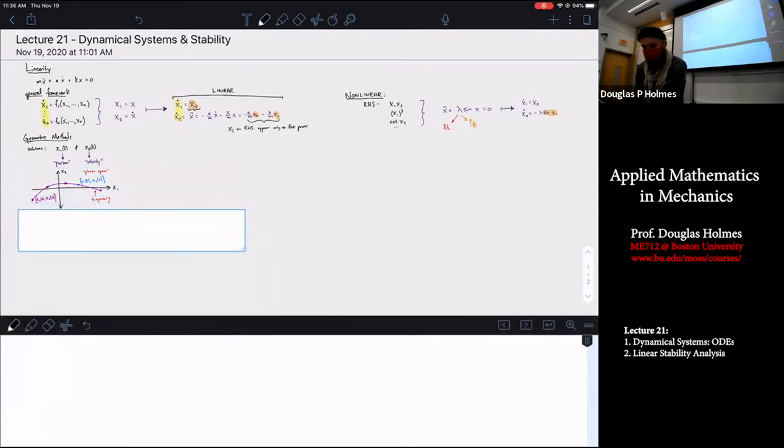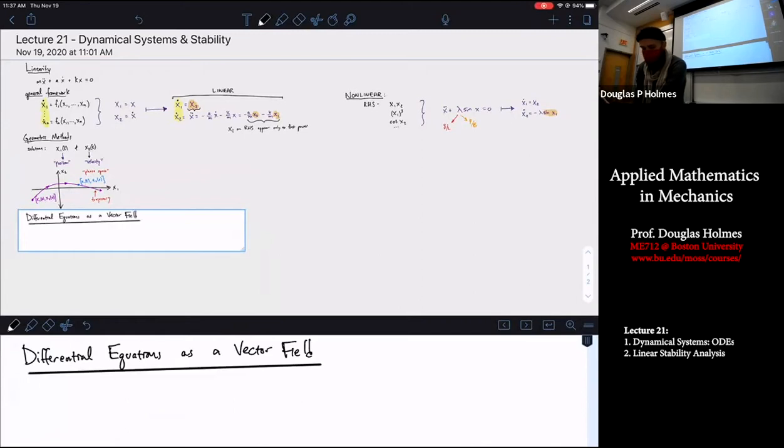Let me give you an example. We're going to return to the pendulum, but let me start with something simpler. We're going to start by thinking about differential equations as vector fields. That sounds more intimidating than it is. Let's consider the following differential equation, something simple. It's x dot equals the sine of x, and x at 0 equals some initial position. We know this is nonlinear. It actually happens to be one of the few nonlinear equations you can solve exactly.